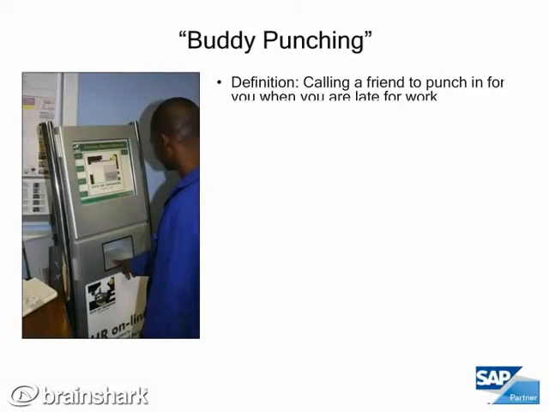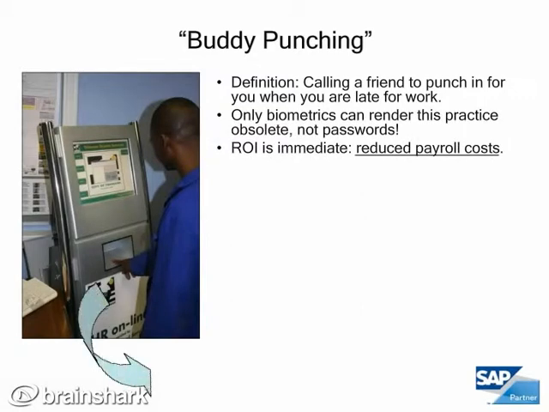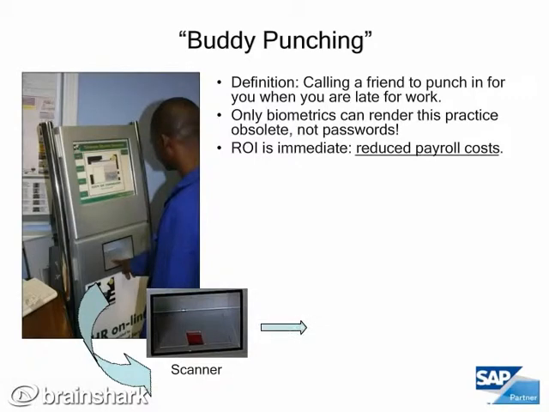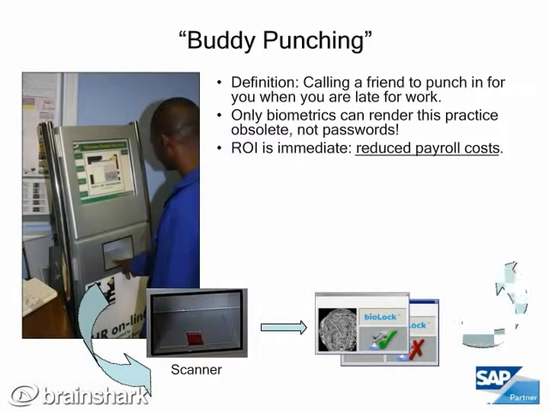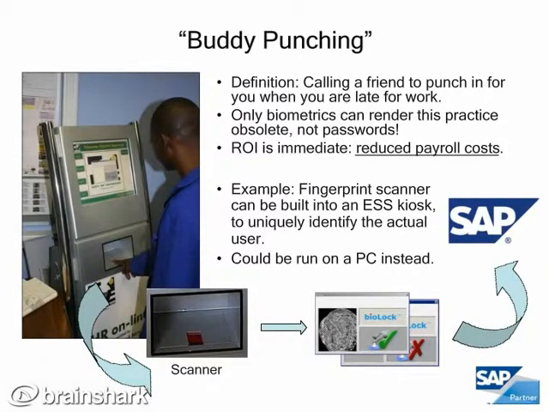Buddy punching increases labor costs in many organizations where employees have to clock in and out. The potential for fraud is huge if a system does not verify the identity of the user punching in. Biometric identity management makes buddy punching impossible. You can combine this with the SAP Employee Self-Service module. In this example, the scanner has been embedded in an ESS kiosk, which also offers basic HR functions. When the employee clocks in, no password needs to be remembered, and no card has to be presented.